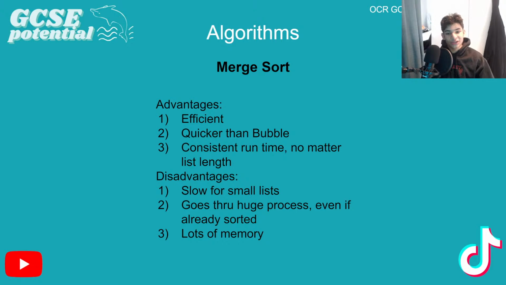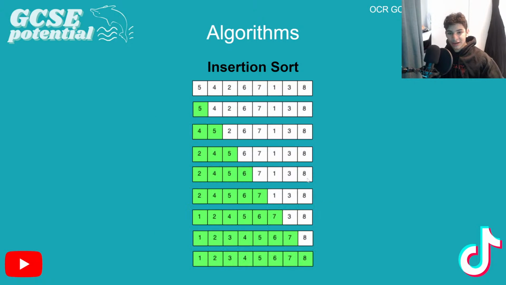The disadvantage is that it's quite slow for small lists because you have to keep splitting them apart, and there are very few numbers, which isn't really needed, but it's a bit annoying. It goes through a huge process, even if it's already sorted. So if a list is sorted and you want to check that it's sorted, it will take a lot of time. And finally, it requires a lot of memory because each value has its own individual list.